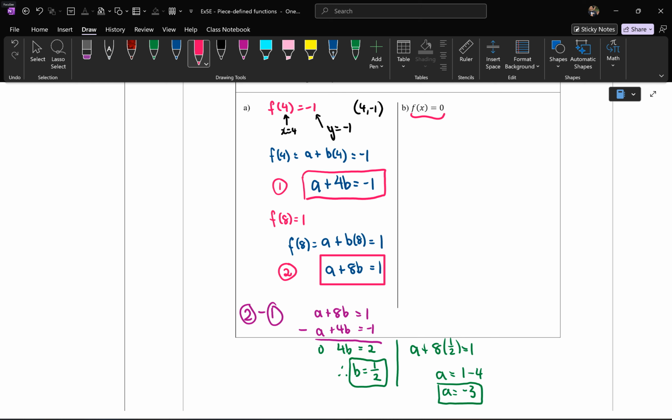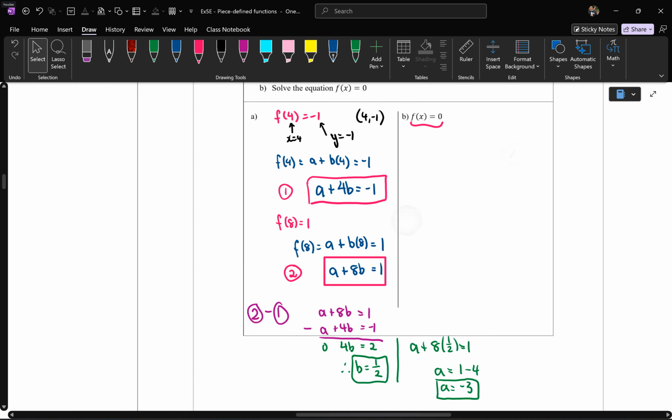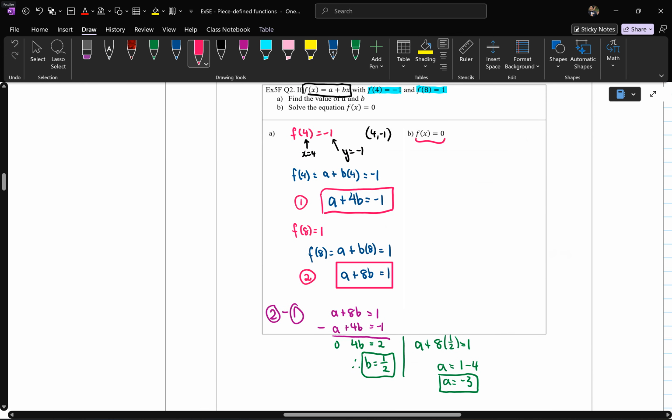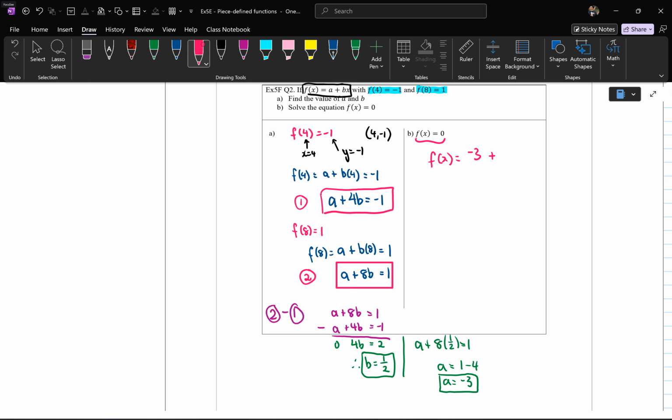f of x equals 0. Well, since I now know a and b, my equation now is f of x equals a, which is -3, plus b, which is half x. You're trying to solve for when f of x equals 0. This is meant to equal 0. So the y value is meant to equal 0. Solve for x. Plus 3 on both sides. Times 2 to both sides.